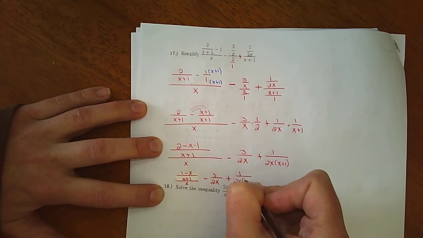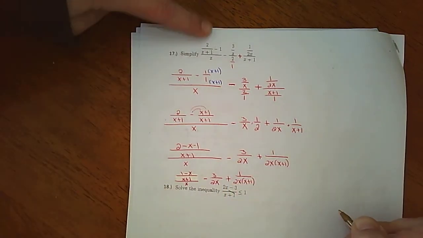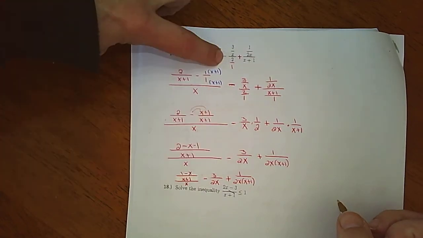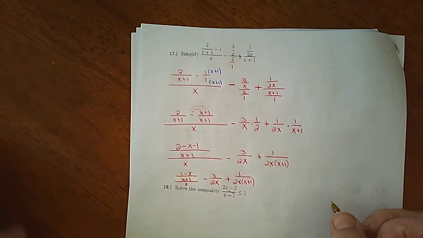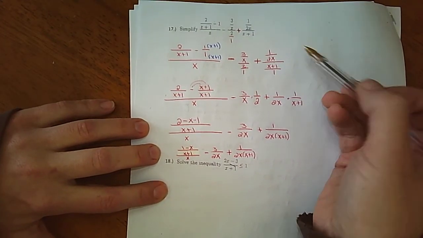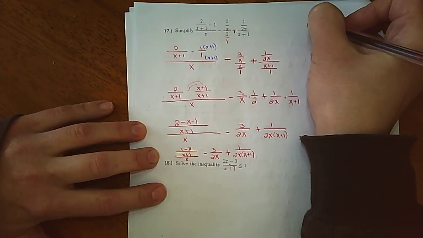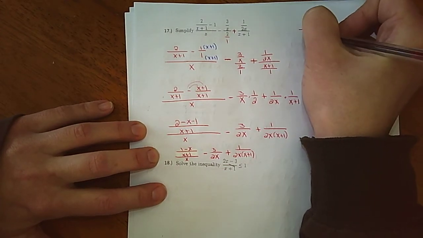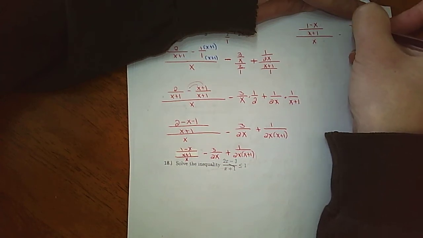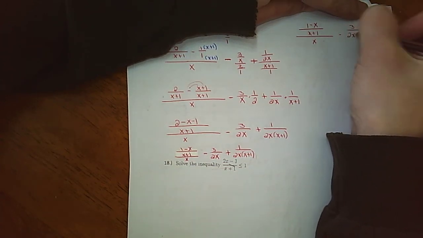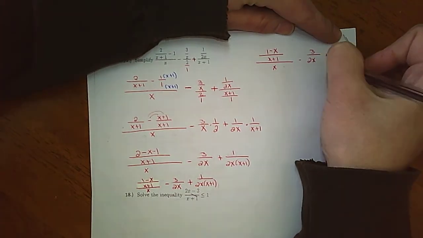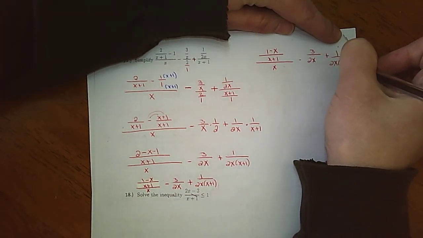So notice I did each piece separately. I started with him, brought him down, then next to him I wrote down all the work for this guy, and then wrote all the work for that guy. So now I have this, which I'm going to bring up here and rewrite. So I have 1 over x, all over x plus 1, all over x, minus 3 over 2x, plus 1 over 2x, x plus 1.